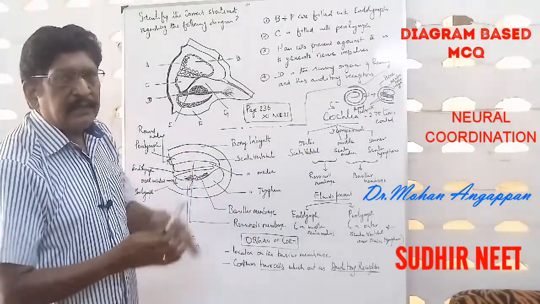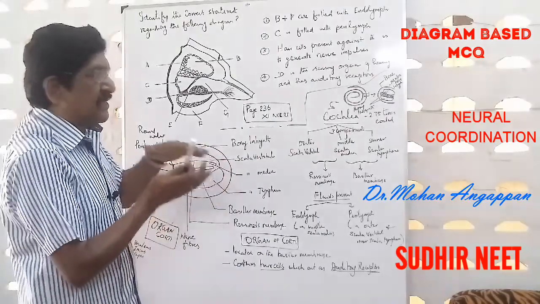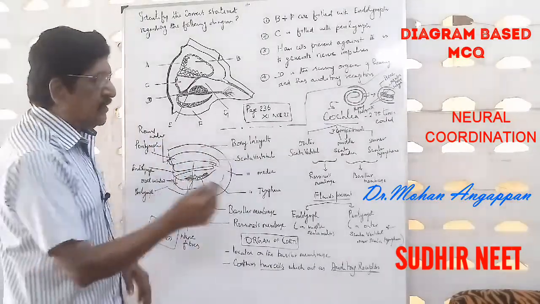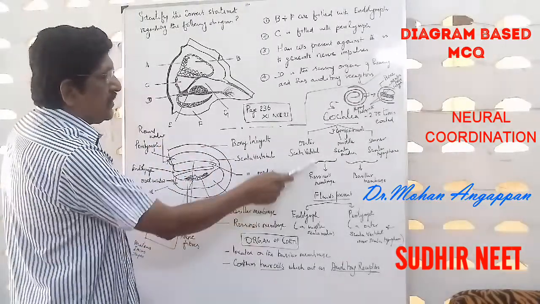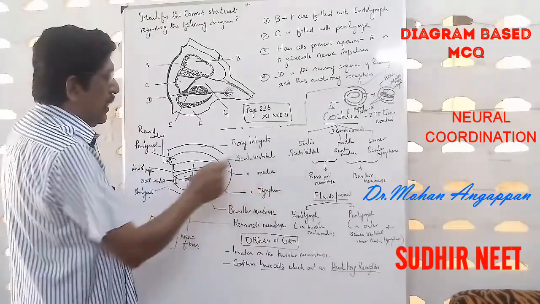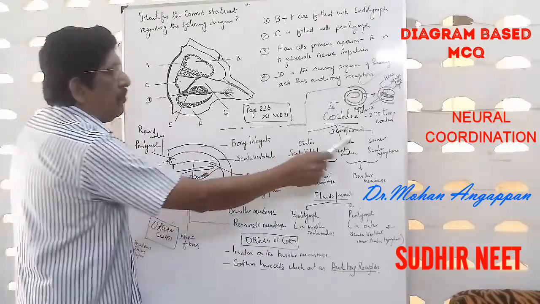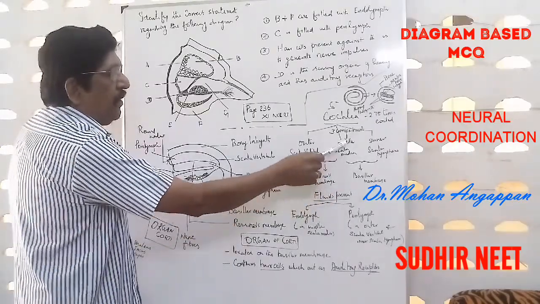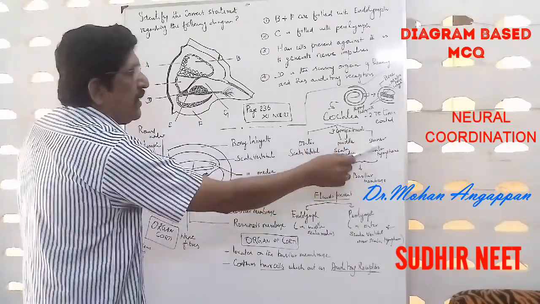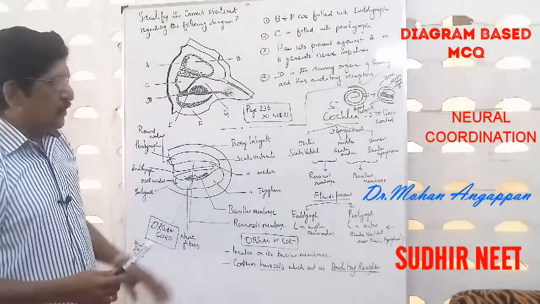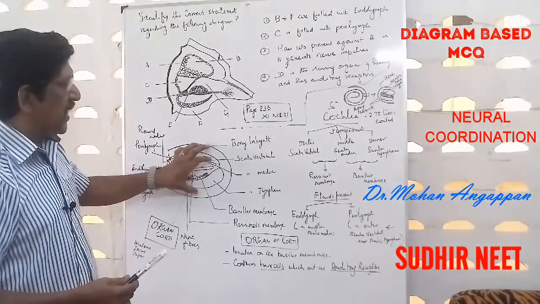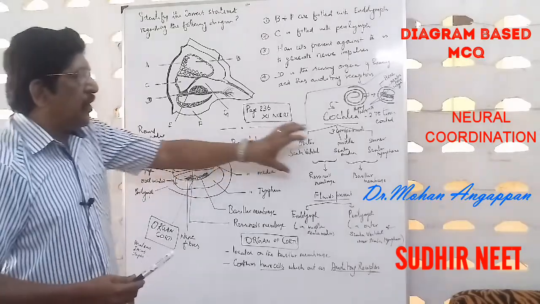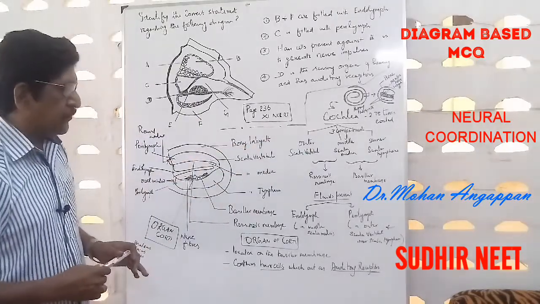Okay. See, these 3 compartments are separated by 2 membranes. Reissner's membrane separates the outer scala vestibuli and the middle scala media. The basilar membrane separates the middle scala media and the inner scala tympani. So you must have a clear understanding about these compartments and the membranes.